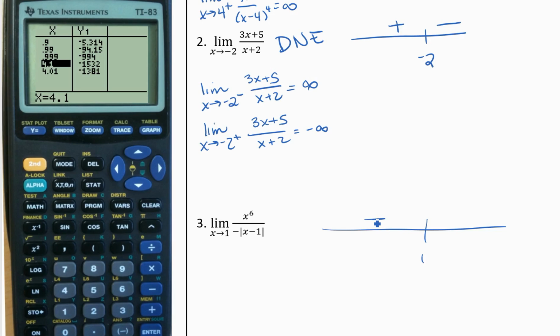Now, how could you reason that out? The numerator, x to the 6th, no matter what you put in, is going to be a positive number. The denominator, since you have an absolute value, is always going to be positive, but you're multiplying it by a negative number, so that's always going to be negative, and a positive divided by a negative will always be negative. So without even putting numbers in for values bigger than 1, we know it's going to be negative. So both the left-handed and the right-handed limits go to negative infinity, and we can say that this limit is equal to negative infinity.